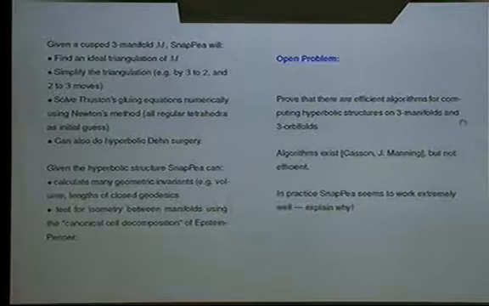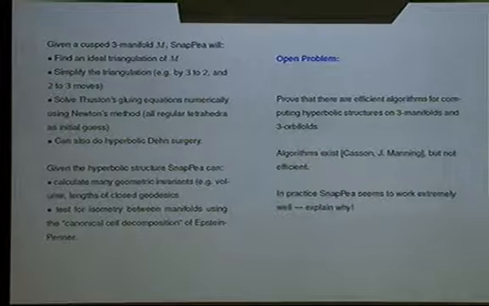Basically, Snappy works extremely well in practice. It's very fast, it's very efficient, seems to do everything you'd hope it to do. But there's no good explanation of why it works so well. So I think one basic open problem is to prove that there are efficient algorithms for computing hyperbolic structures on three manifolds and orbifolds.